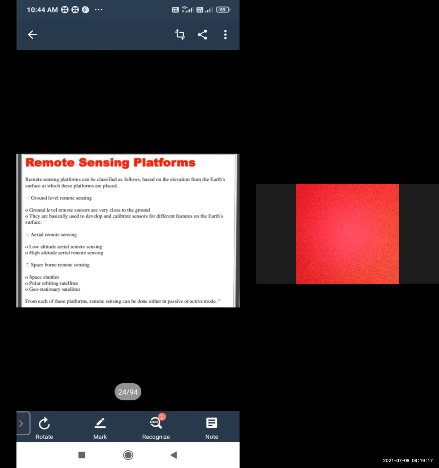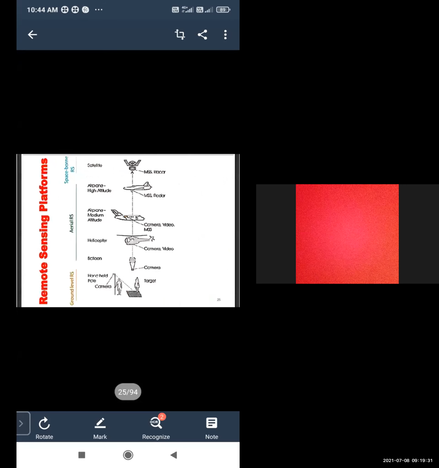So from each of these platforms, remote sensing can be done either in passive mode or in active mode. These three platforms are used for active sensors and also for passive sensors. Okay. So, remote sensing platforms.